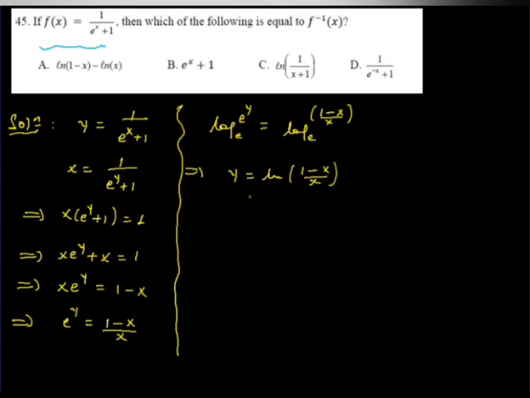So this is the inverse. The f inverse becomes ln of 1 minus x minus ln of x. Using the properties of logarithm, we can write the inverse of the given function in this form. So the answer becomes A.